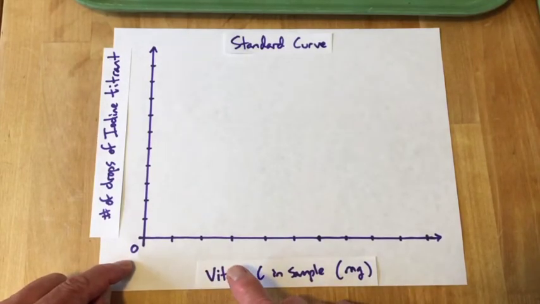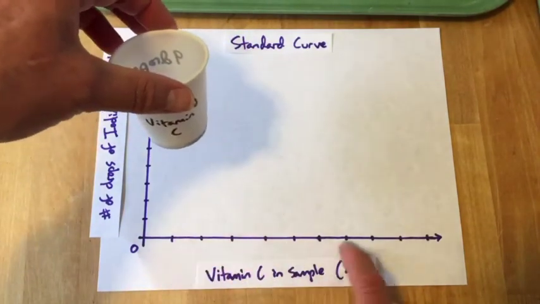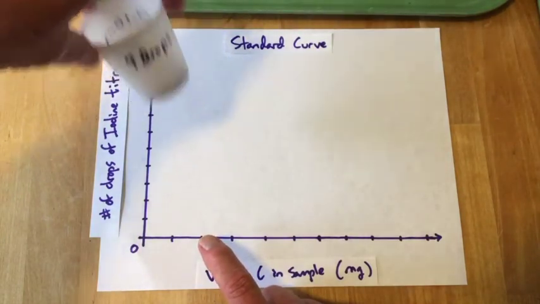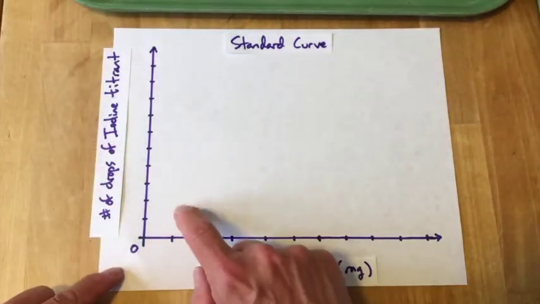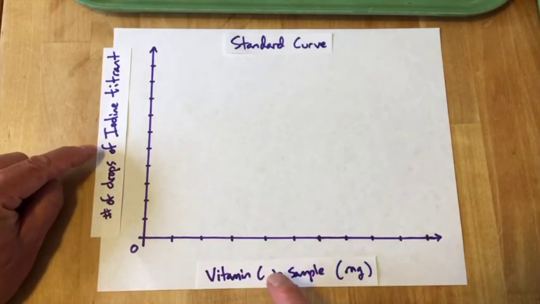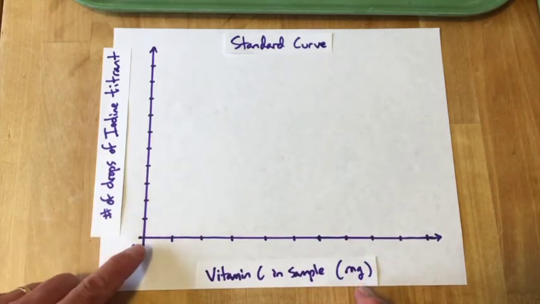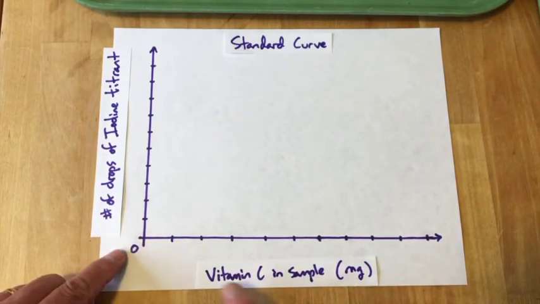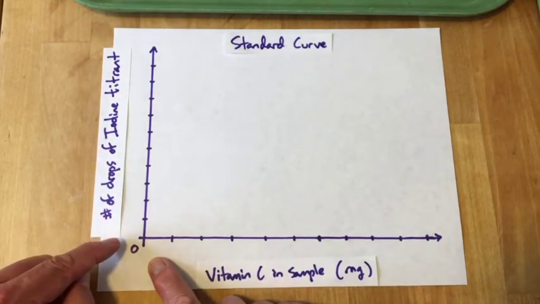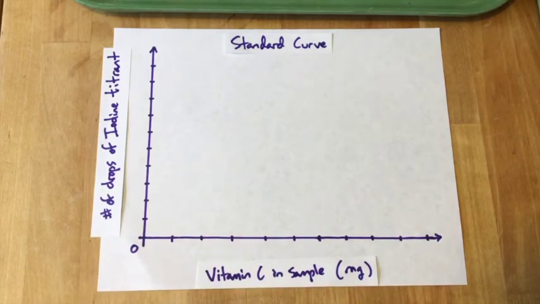So for the 0.1 milligram cup, you'll have wherever 0.1 milligrams is on here, and then it says 9 drops. So you go up 9 drops and make a point where that would be how many drops, how many milligrams. And then you'll have 5 points for each of those 5 cups. And also include the origin. If there's 0 vitamin C in the sample, it will take 0 drops to reach the end point for that titration.